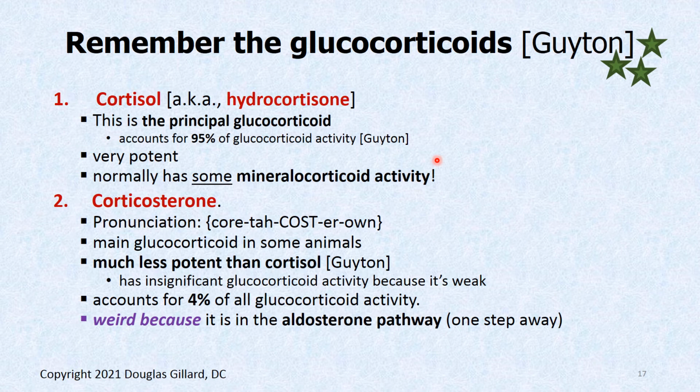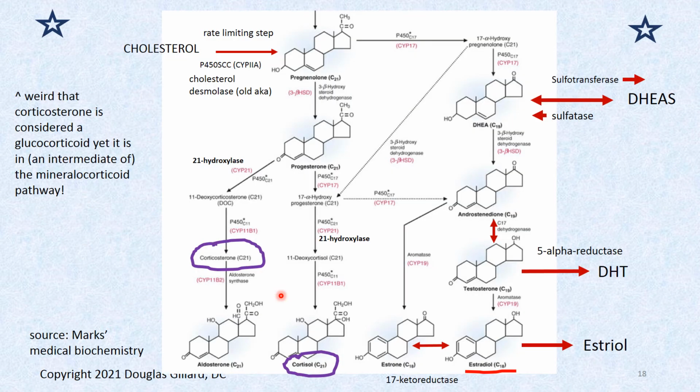And what else? Remember the glucocorticoids. I could probably take this slide out, right? Cortisol is the main one. Corticosterone counts for about 4% of glucocorticoid activity. It's a strange bird. You need corticosterone to make aldosterone. It's actually a step or two away from the aldosterone molecule. So it's very strange that it is also found not only in the zona glomerulosa, but it's also in the zona reticularis. See, there it is.